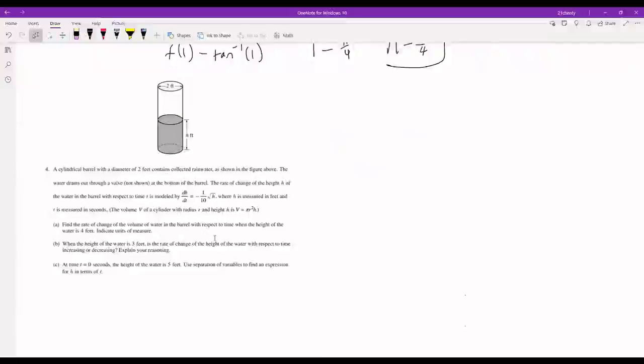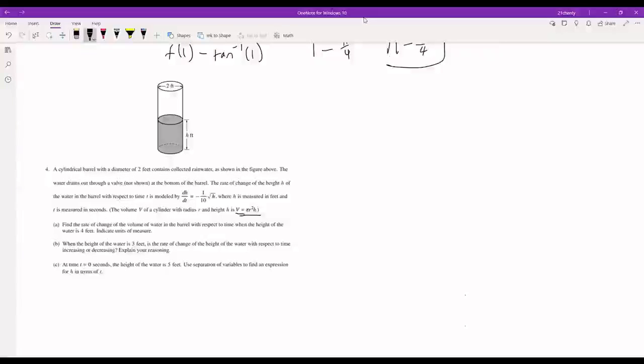This, you can read through it. It's a related rates problem. So part A, find the rate of change of the volume of water in the barrel with respect to time when the height of the water is 4 feet. This first one is pretty straightforward, just a normal related rates problem. So we just see that it gives us the formula. So we take the derivative with respect to time.